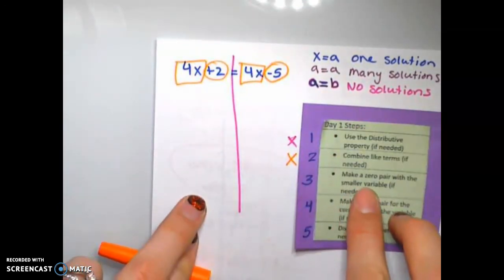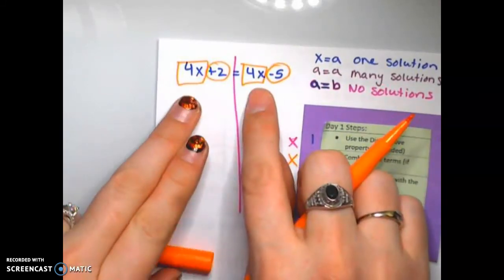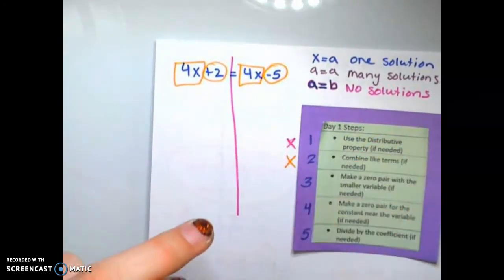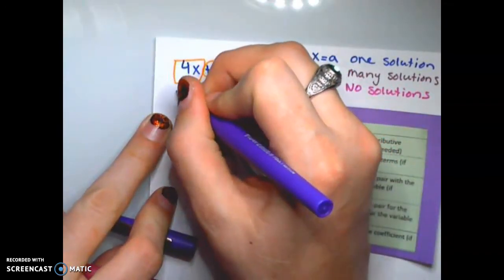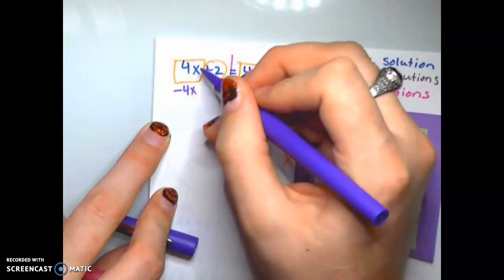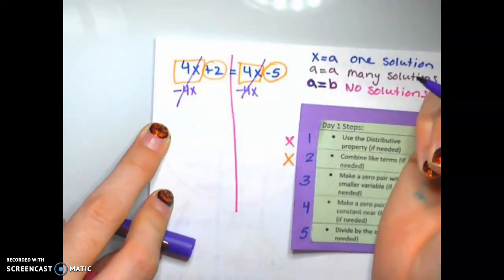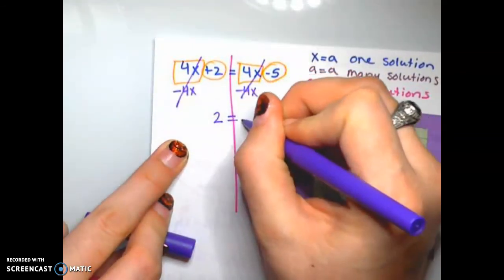Next, we're going to make a 0 pair with the smaller variable if needed. Okay, so we look at the variables. Uh-oh, they're the same. So in this case, we're just going to pick one. So there's a positive 4x. I'm going to subtract 4x. Subtract 4x. And, oh, those go away and those go away. What am I left with? I am left with 2 equals -5.